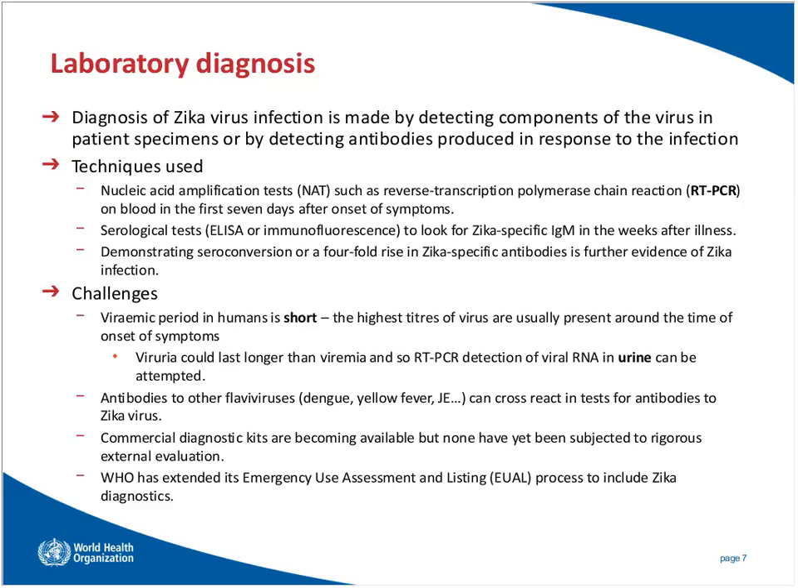However, we could look at urine as a possible specimen rather than blood because the virus is in urine a lot longer than in blood. Also, antibodies to other flaviviruses such as dengue, yellow fever, and Japanese encephalitis can cross-react, so whatever test results you're getting are dubious as to whether they are for Zika or not. Another challenge is that there aren't any commercial diagnostic kits, although they're becoming available now. There's none yet available for countries to purchase that has been subjected to rigorous external evaluation. But these are in the pipeline, and they're working hard on it.